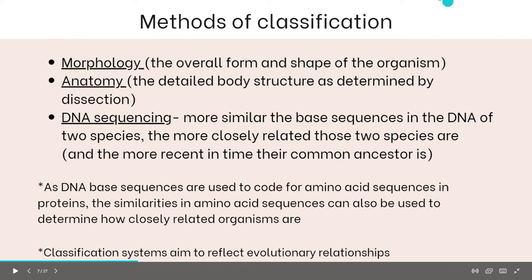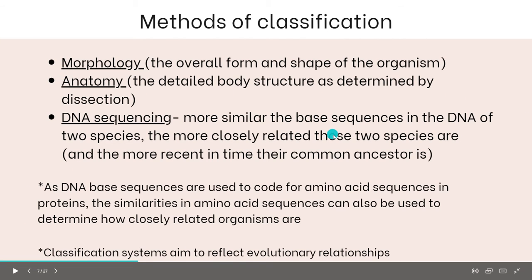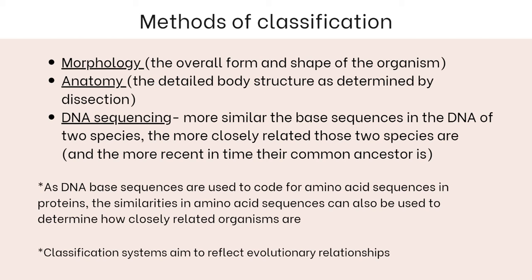Methods of classification: morphology, anatomy, DNA sequencing. Morphology is the overall structure of an organism. Anatomy is the dissected detailed body structure. And DNA sequencing is where they look at the DNA to differentiate between organisms. Nowadays we hear a lot about DNA sequencing due to COVID-19 variants. They look at the DNA of the virus and differentiate between the two variants.